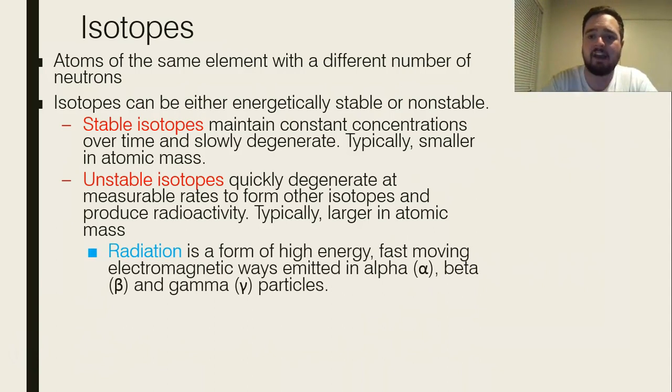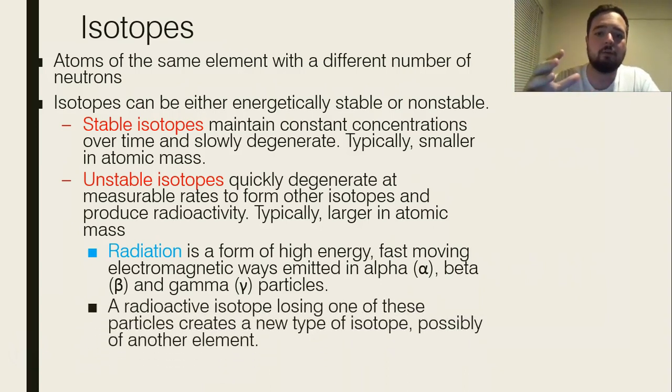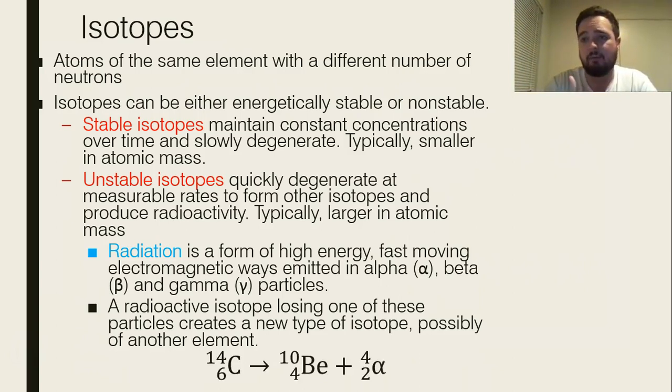Again, radiation is a form of high-energy, fast-moving electromagnetic waves emitted in 3 different types of particles: alpha particles, beta particles, and gamma particles, which you may know as gamma rays, like the Incredible Hulk. A radioactive isotope losing one of these particles creates a new type of isotope, and possibly another element. These particles have masses which take protons and neutrons away from the nucleus, and since you take protons and neutrons away, it changes that atom into another element. As it degrades, it lets these particles off and starts becoming a smaller and smaller mass if need be. An example is carbon-14.